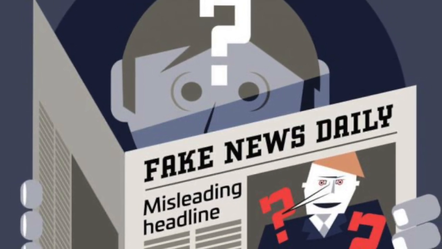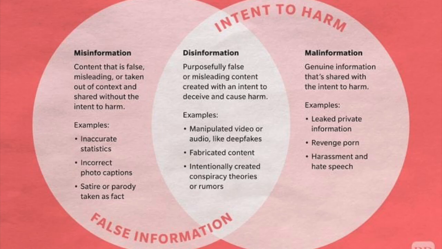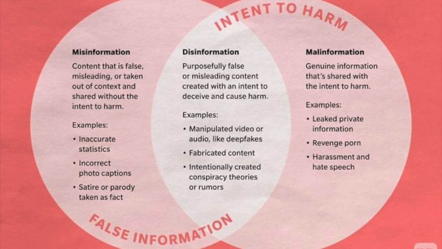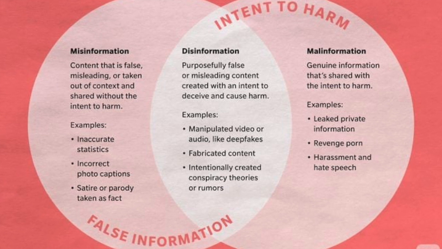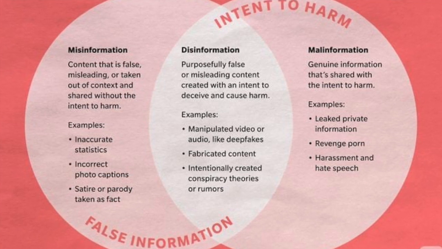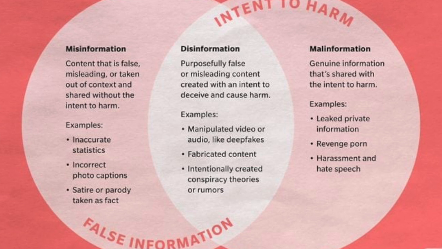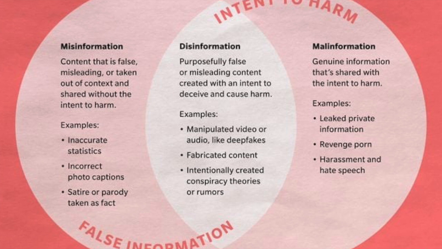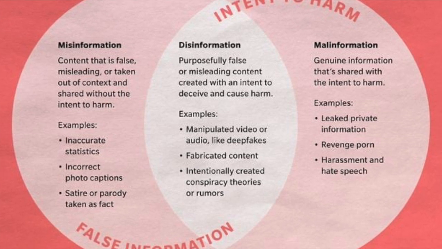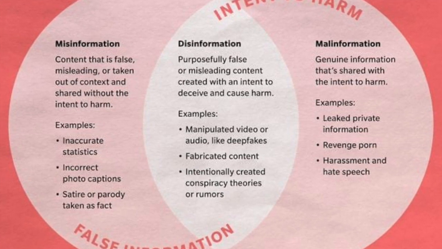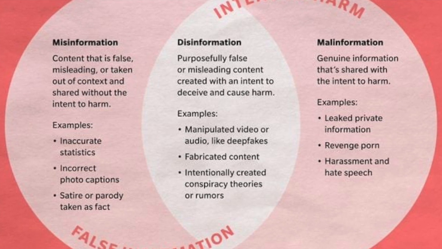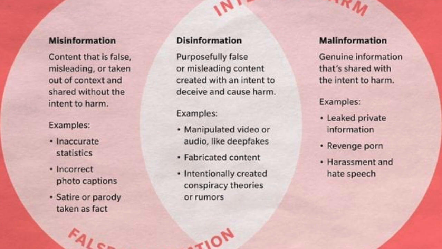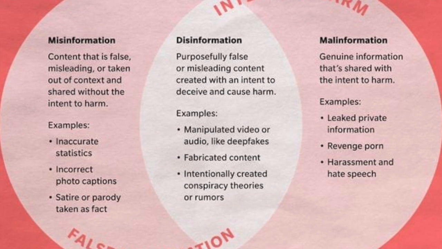What is the difference between the two? Let's start by discussing misinformation. Misinformation is content that is false, misleading, or taken out of context. It's shared without an intent to harm, while disinformation is false information, but it was shared with an intent to deceive and cause harm. So while misinformation could be a miscommunication of statistics within an article, disinformation is a deliberate miscommunication of statistics within an article. While both are seen in the news and categorized as fake news, they are different because they have different intentions.